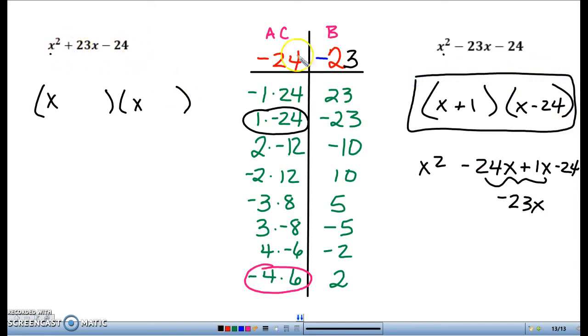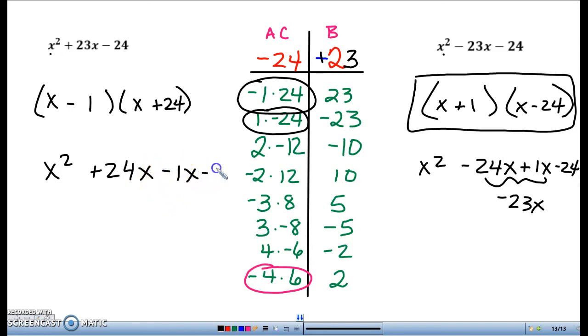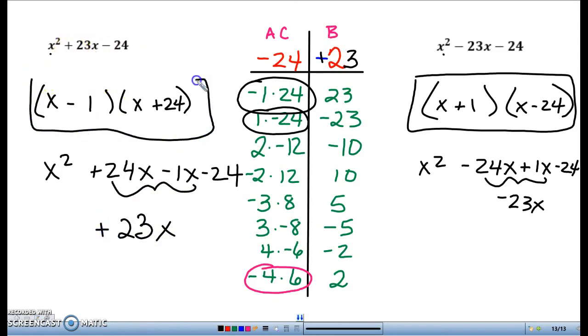Over here, my b is a positive 23, so I want to use those two factors, minus 1 and a plus 24. Check with FOIL. X squared. Outside two terms is plus 24x. Inside, I did it again, didn't I? That's what happens when your brain thinks faster than your hands are writing. Minus 1x minus 24. Inside, outsides adds up to 23x, and it's positive. So that double checks.